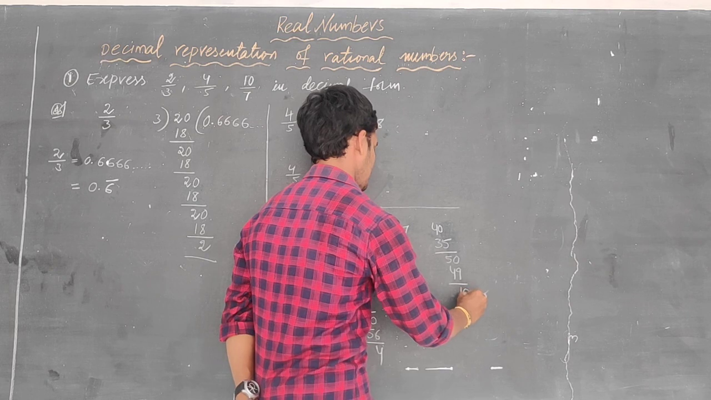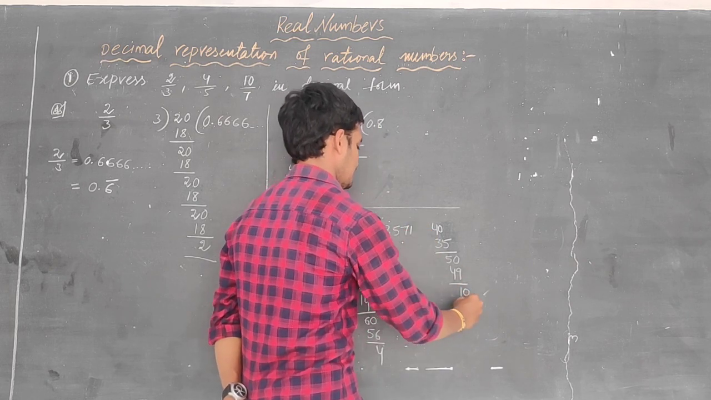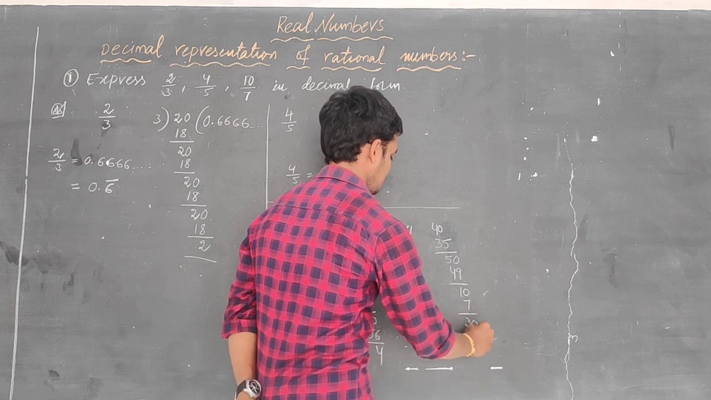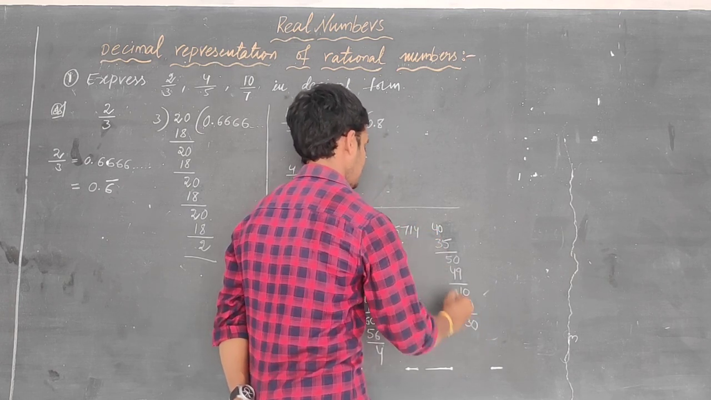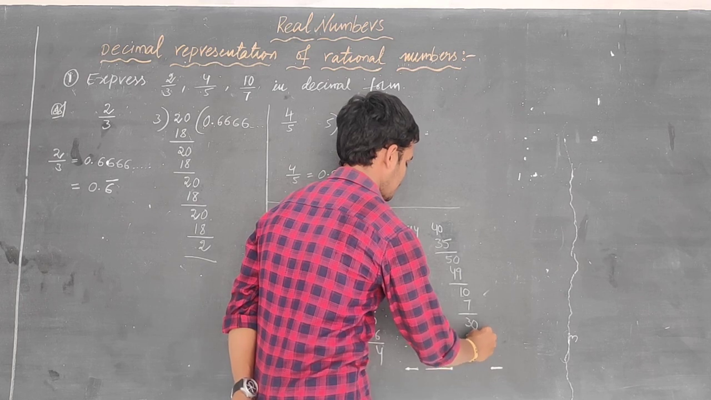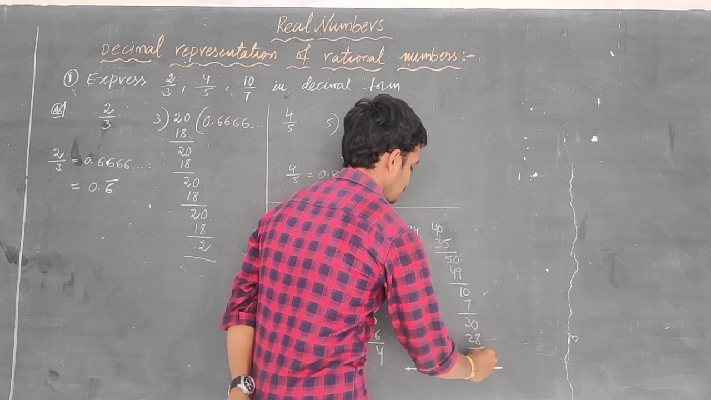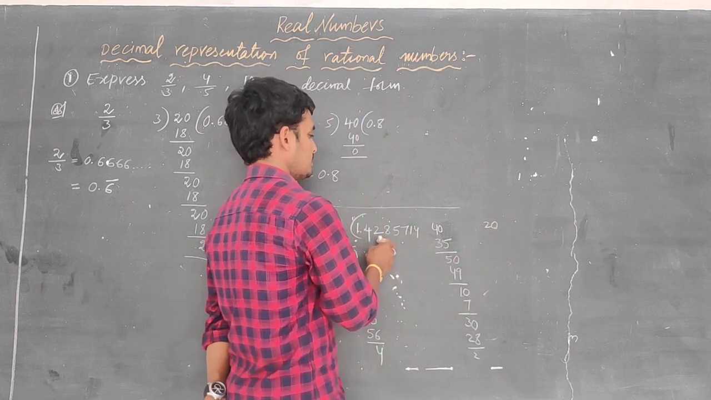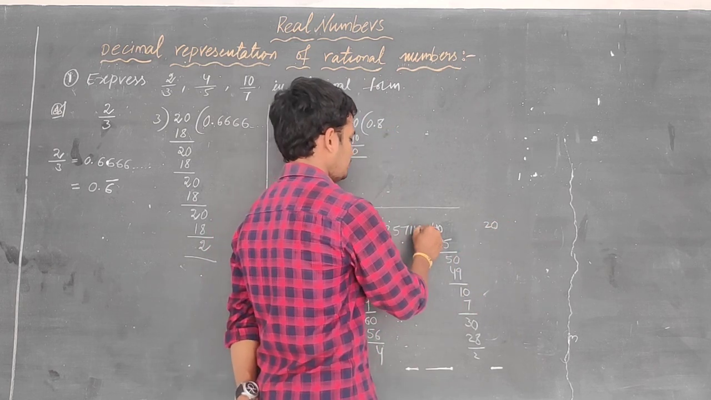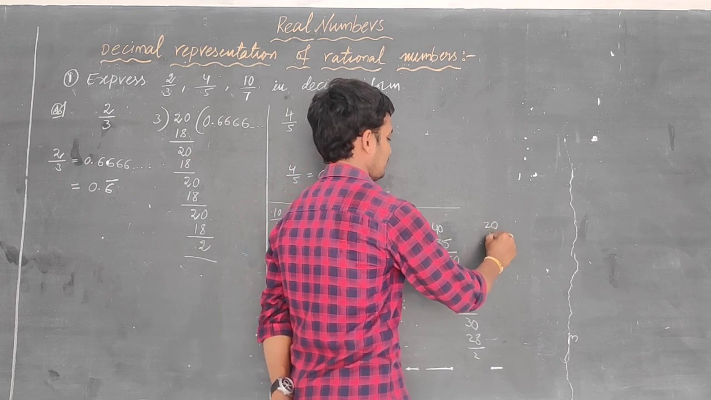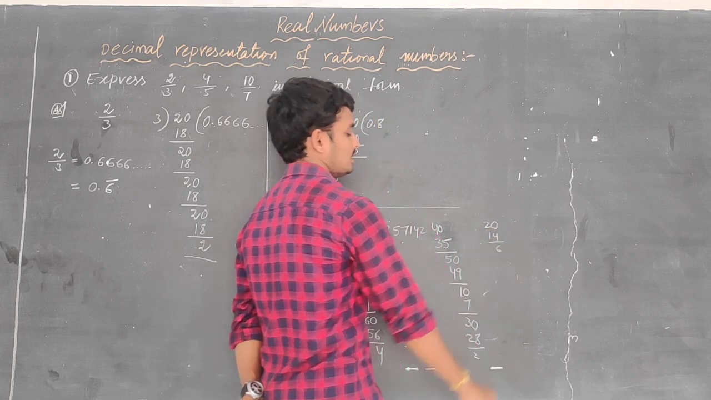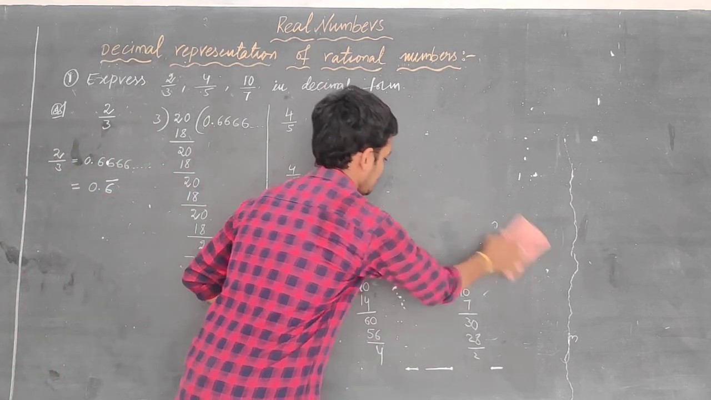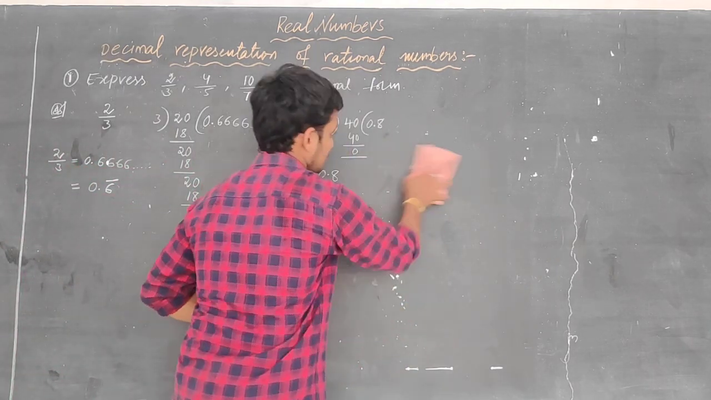1 means 10. Again 1 times 7 is 7 and the remainder is 3. 3 means 30. 4 times 7 is 28, remainder 2. 2 means 20. Again 2 times 7 is 14. The remainder is 6, and it goes on in this way. I am writing this in a new way, because the space is not sufficient. That's why I am explaining again.